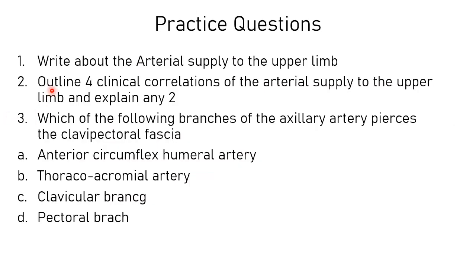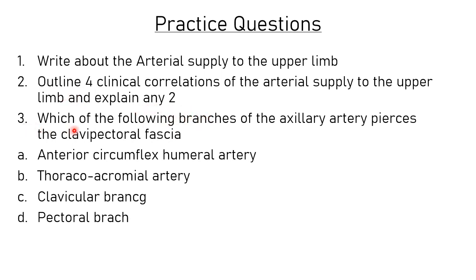Okay, so these are some of the practice questions that I would like you to attempt and see whether you've understood. The first one is, write about the arterial supply of the upper limb. This is an essay type question, meaning you write about all the arteries that we have talked about. Then number 2, outline 4 clinical correlations of the arterial supply to the upper limb and explain any 2. I've mentioned 4, so you write them and explain any 2.